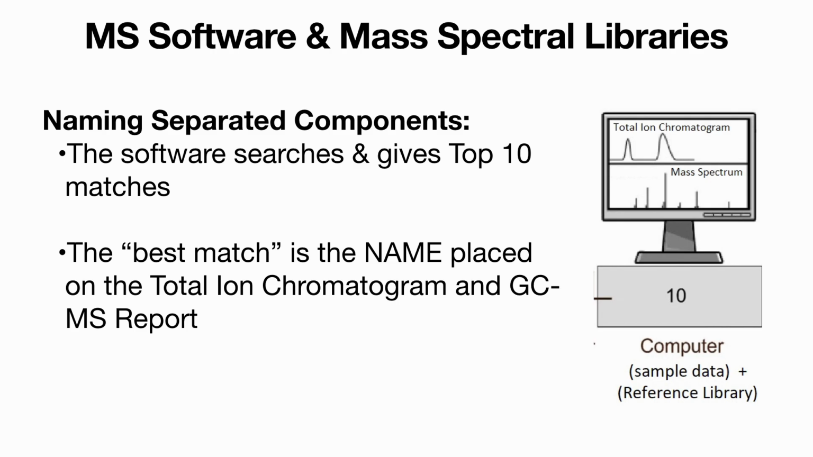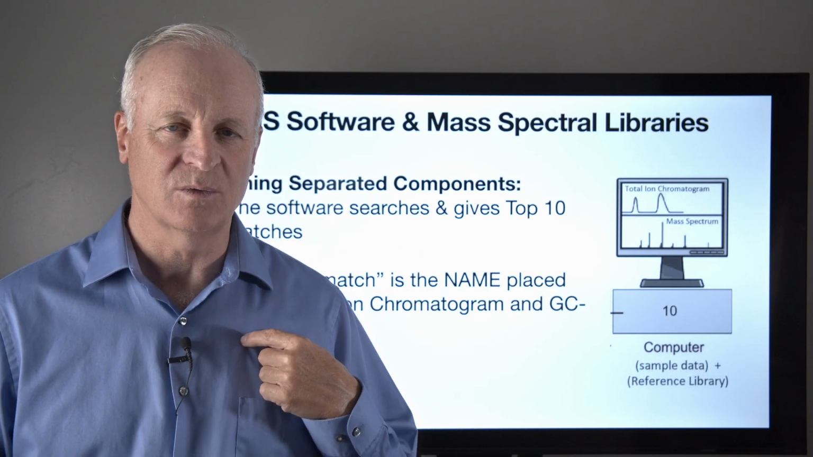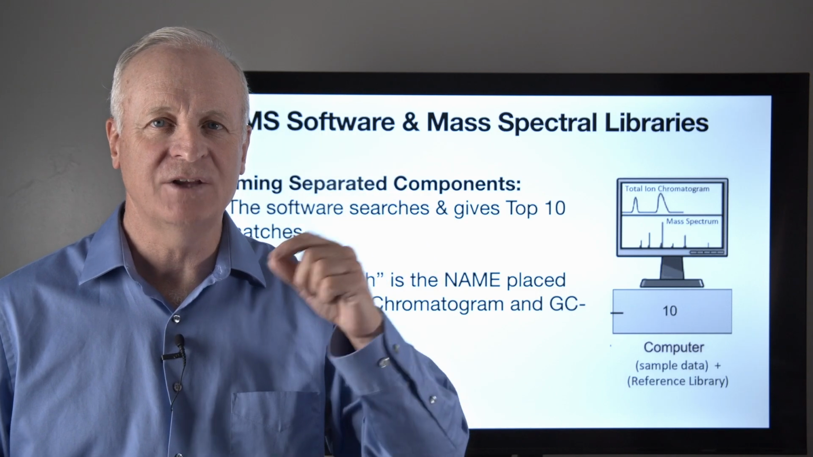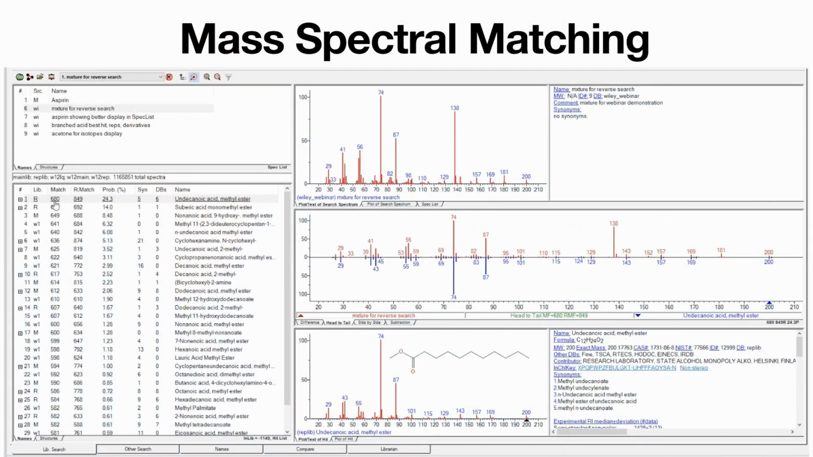This software will search all the mass spectra in its reference library and say, these are the 10 mass spectra that match best to my mass spectrum. And then it'll say, these are the names of the components. And I choose from those. I take the best match and I give that separated component a name. Again, here's another example of matching mass spectra so that I can name each one of the separated components.